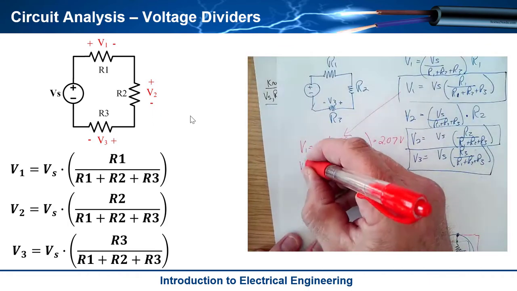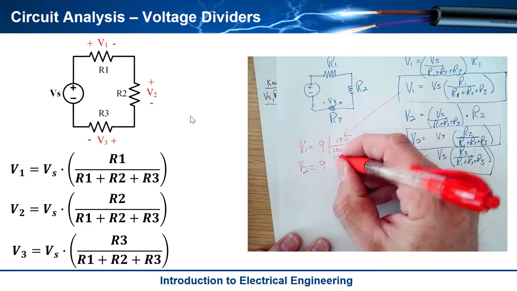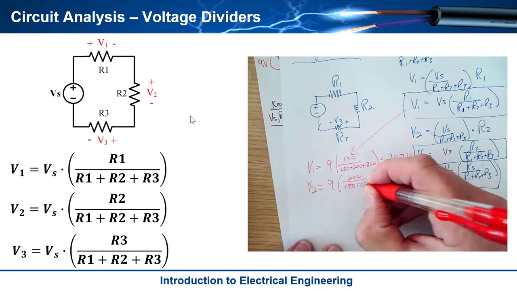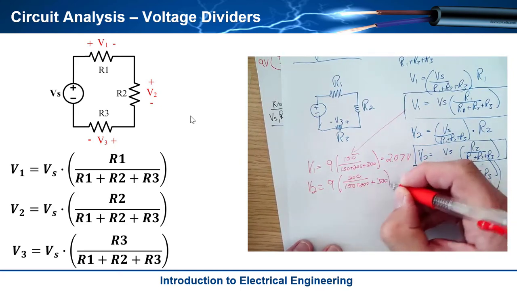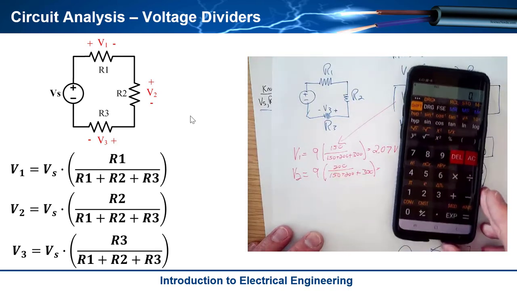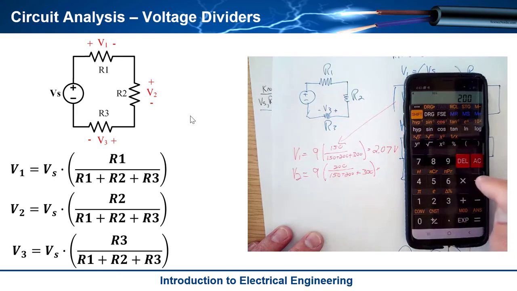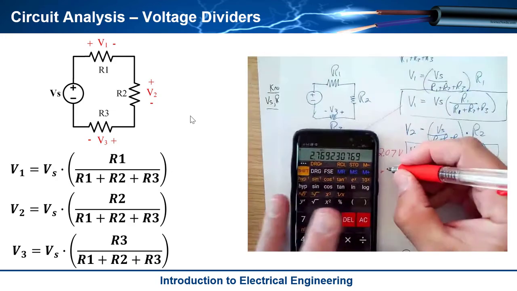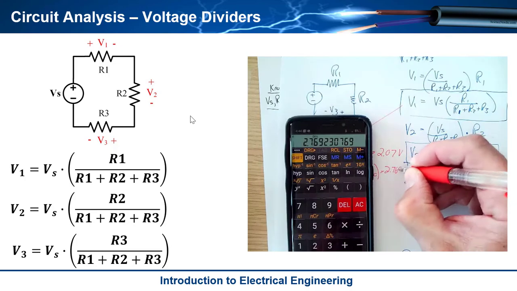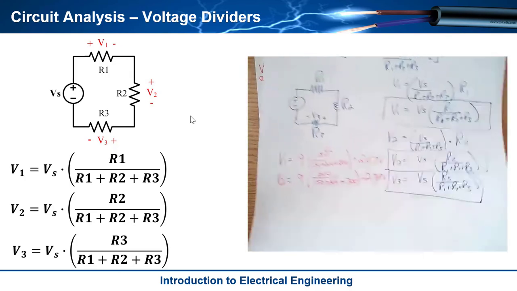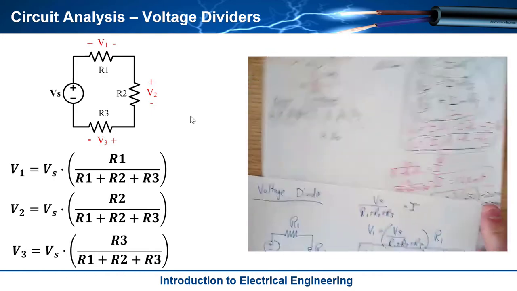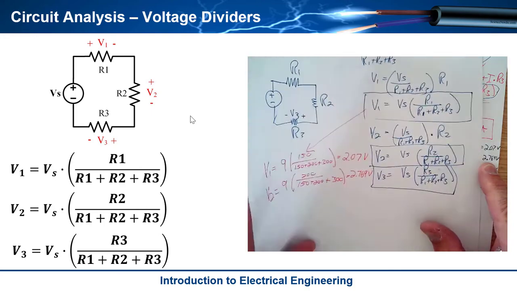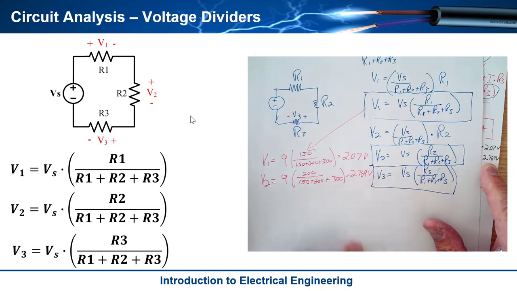Well, let's take a look. What about V2? So here's my equation for V2. It's going to be 9 multiplied by R2. R2 was 200, so 200 over 150 plus 200 plus 300. Let's pop this in here. 200 divided by 650, and then multiplied by 9. That comes out to 2.769 volts. Well, what was it before? Oh boy, here we go. Here's the answer we had before, 2.769. Holy Betty, it's the exact same answer.